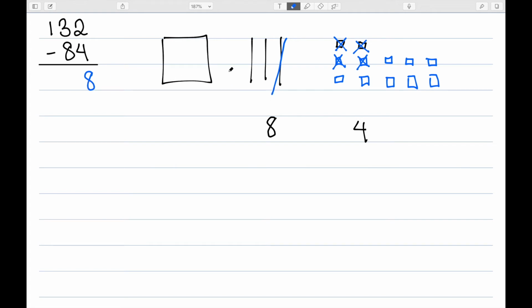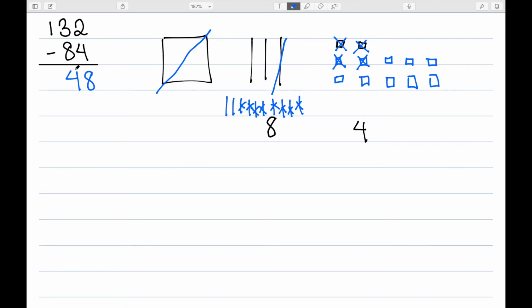I need to remove 8 of my 10 blocks. However, I don't have 8 10 blocks. So I'm going to take my 100 block and break it apart. And that would give me 10 new ones. So now I want to remove 8. So we'll remove 1, 2, 3, 4, 5, 6, 7, 8. I'm left with 1, 2, 3, 4. So I have my answer of 48.